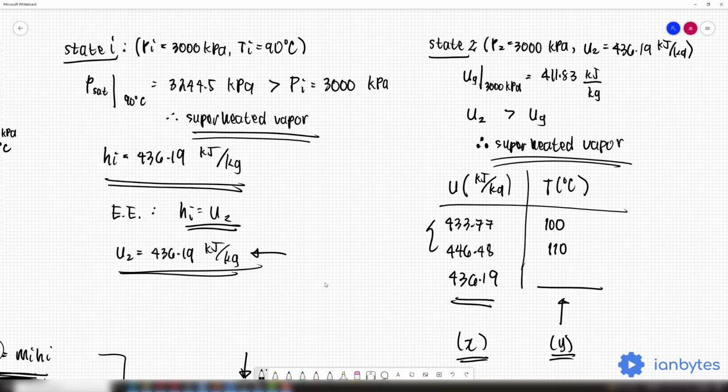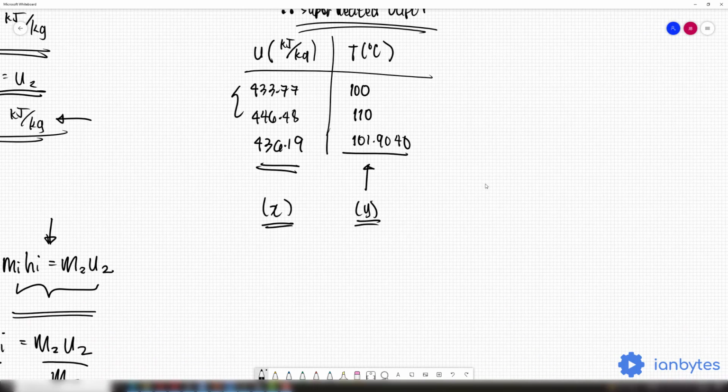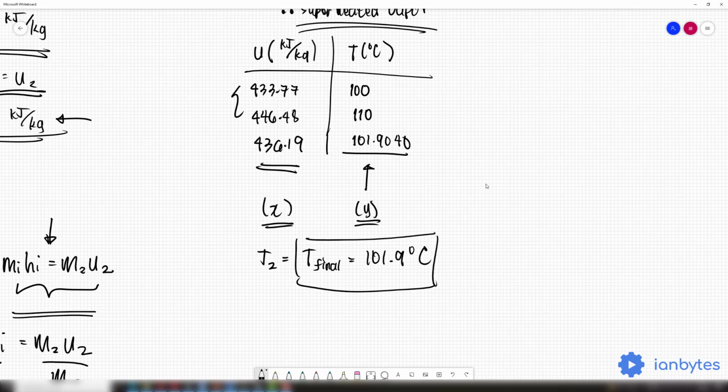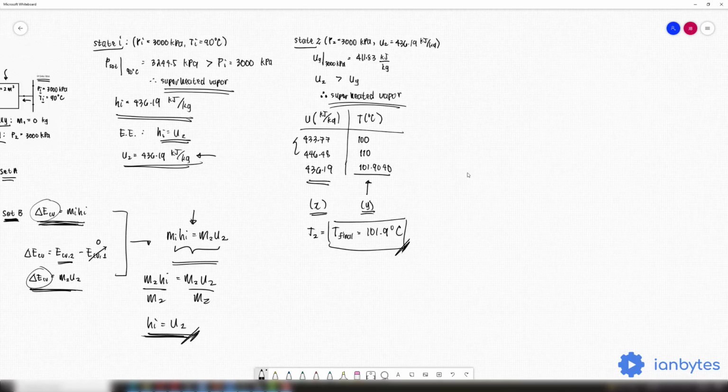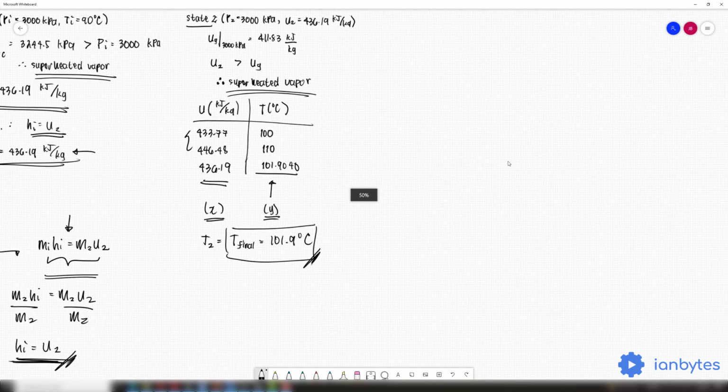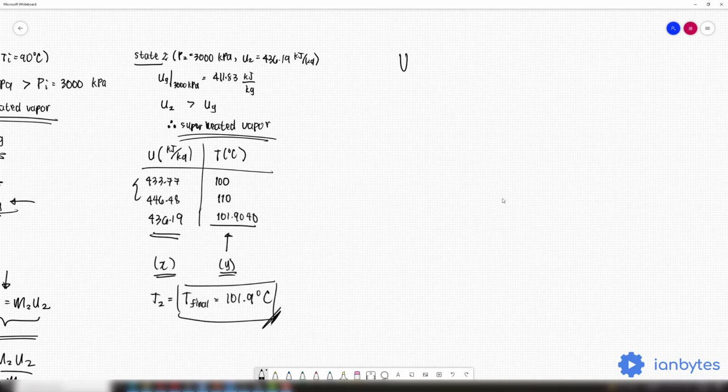Let me just write that down. Finally, we have T2, or basically T final, is equal to 101.9 degrees Celsius. So this is one of the unknowns that we are looking for. Isa pa sa mga pinapahanap sa ating problem ay yung final mass ng ating system. This can actually be solved by recalling the equation V2 multiplied by the specific volume, small letter v2.